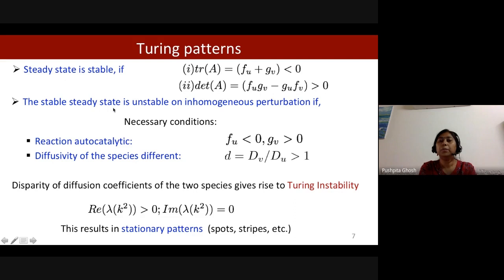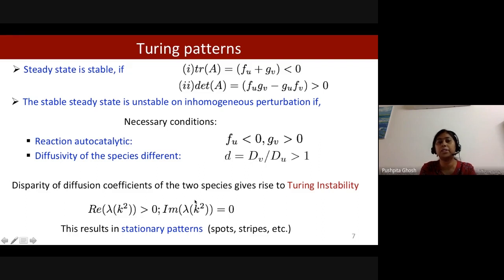Now this actually leads to the situation which Turing proposed, that the system needs to be of autocatalytic nature. So one can act as activator, another can act as inhibitor according to this kinetics, and there should be a large disparity in the diffusion coefficients between these two species. And particularly here you see that the diffusion of the inhibitor V has to be much larger than that of the activator.